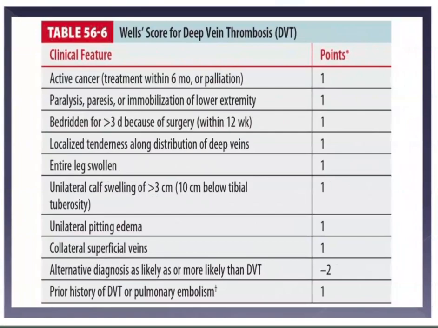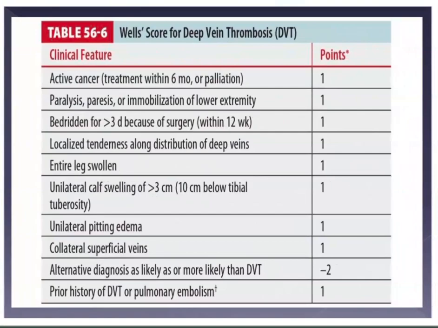So for active cancer, it's a score of 1. Okay, for paralysis or paresthesia is a score of 1. Immobilization of the lower limb is a score of 1. If the patient has been bedridden for greater than 3 days, or had surgery within the past 12 weeks, is a score of 1. Localized tenderness along the distribution of the deep veins is a score of 1. The entire leg swelling is a score of 1. Unilateral calf swelling greater than 3 centimeters is a score of 1. Unilateral pitting edema is a score of 1. Collateral superficial veins is a score of 1.